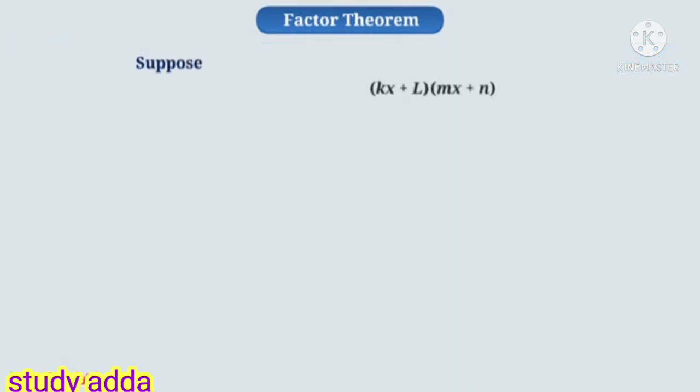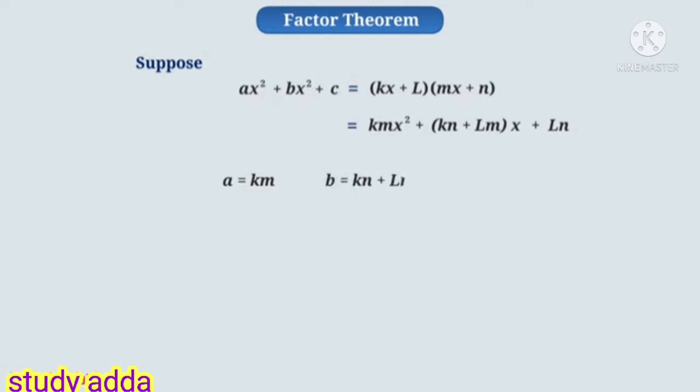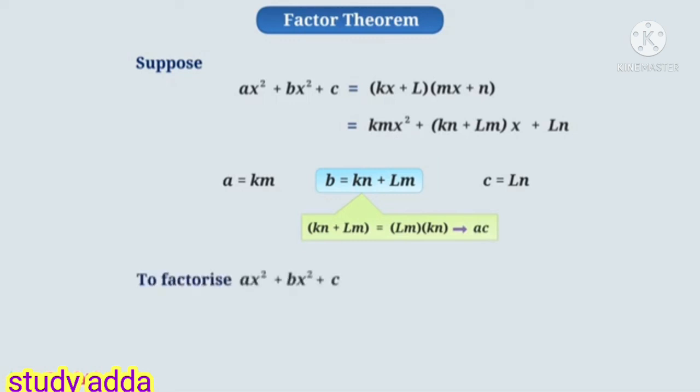Suppose these are factors of the polynomial. Therefore, we can represent it like this. Now, on comparing the coefficients, we get a is equal to km, b is equal to kn plus lm and c is equal to ln. That is, b is the sum of two numbers whose product is ac. Therefore, to factorize the quadratic polynomial, we have to write b as the sum of two numbers whose product is ac.